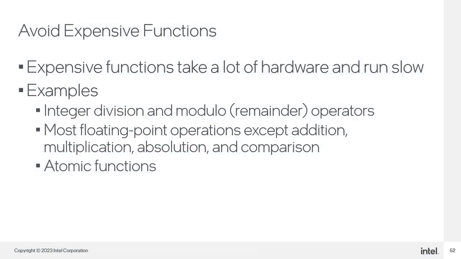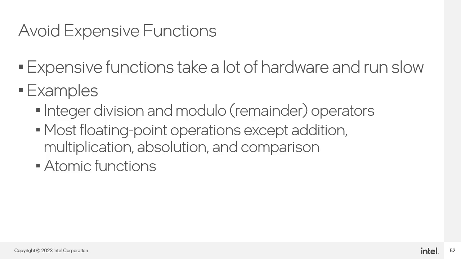When programming the kernel for an FPGA, try to avoid using expensive functions. Expensive functions refers to things that are big in hardware, and since they are big, they slow down the kernel. For instance, division and modulo are slow on the FPGA. It is best to pre-compute these operations on the CPU. Other examples of expensive functions are floating point operations that are not addition, multiplication, absolute value, and comparison.